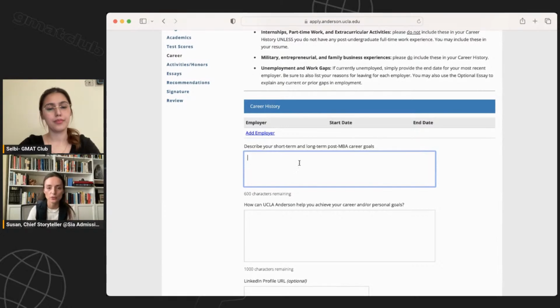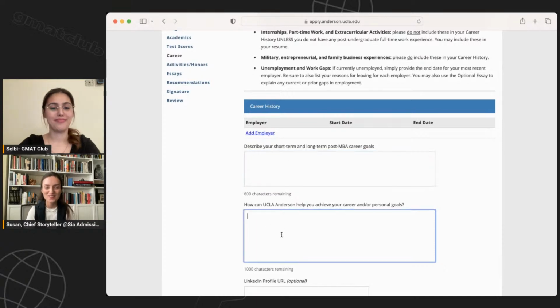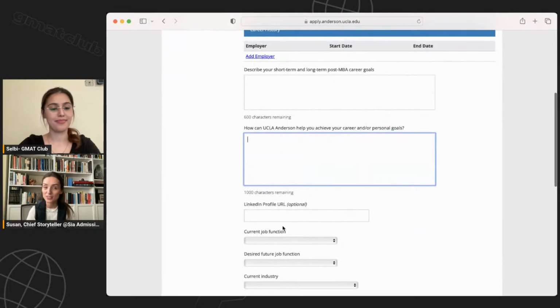So do take time to go through that here, and you have 650 characters to explain. And then here, after you explain what your long-term and short-term plans are, then they're asking you specifically in the 1,000 characters, how can UCLA Anderson help with your career and/or personal goals? So here you're going to truly just answer the question, be as specific as possible, given the fact that you only have 1,000 characters, to specifically what resources UCLA Anderson offers you to get to the long-term plan.